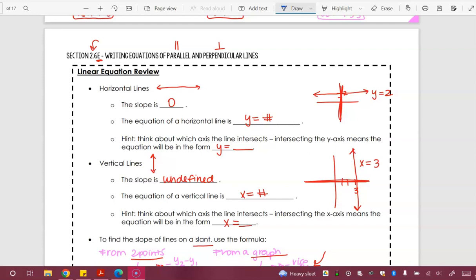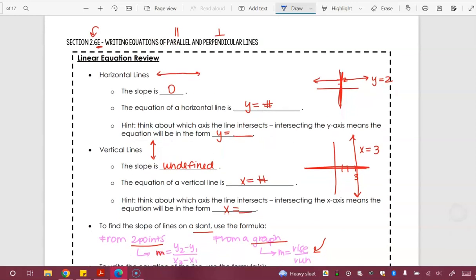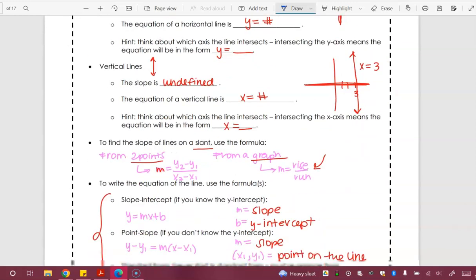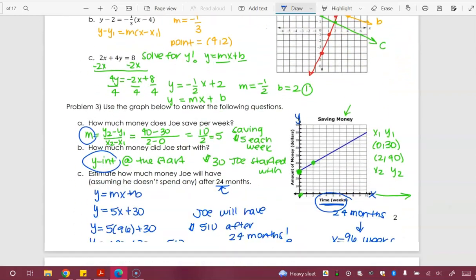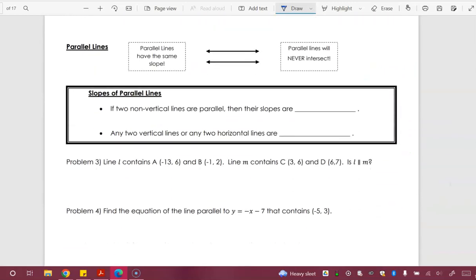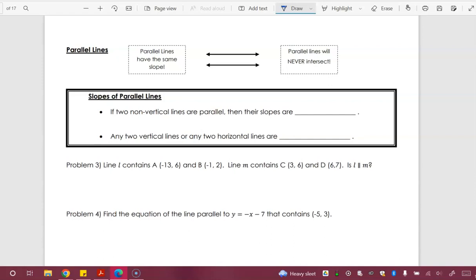Hey guys, so this is the last video of review before we actually get into chapter 4. So we need to talk about parallel and perpendicular lines. In the last video, we just did a refresher on linear equations and graphing them, finding the slope, and writing the equations. Now let's focus on parallel and perpendicular lines.